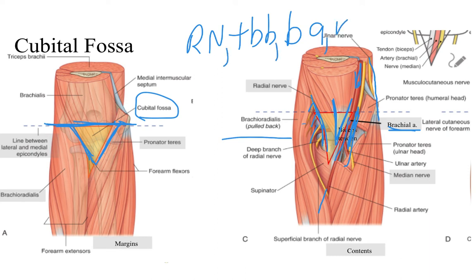and the median nerve. And all these are going to be considered deep structures of the cubital fossa, because on top of that, or superficial to that, you're going to have a layer of fascia, and then on the next slide we'll show you some of the more superficial structures that you'll see running through the cubital fossa.